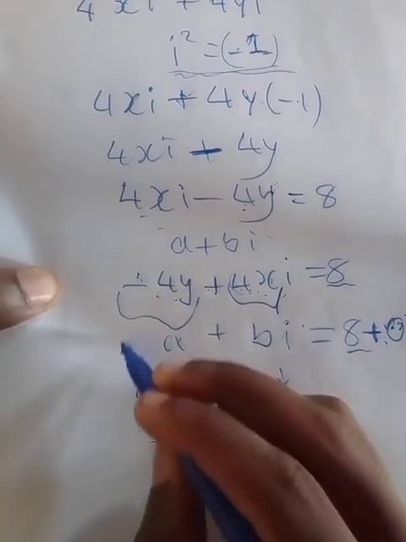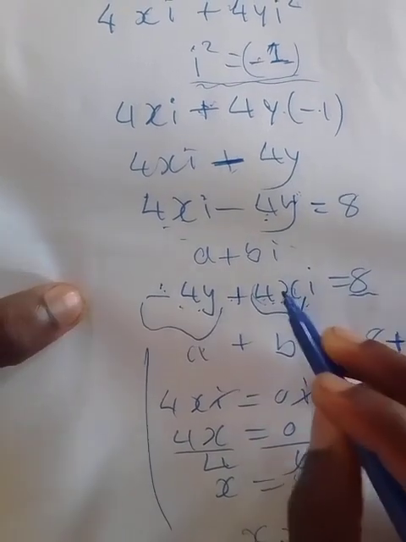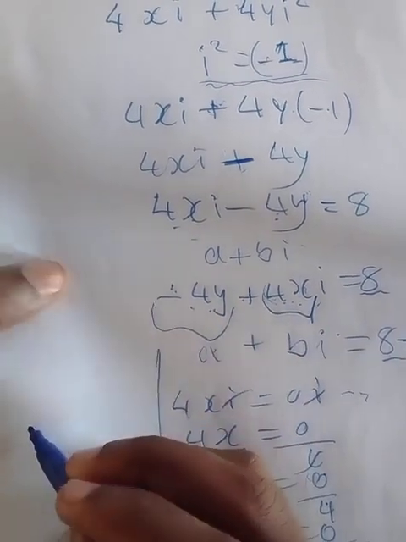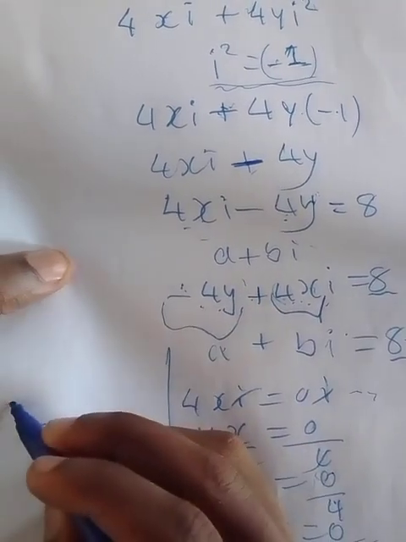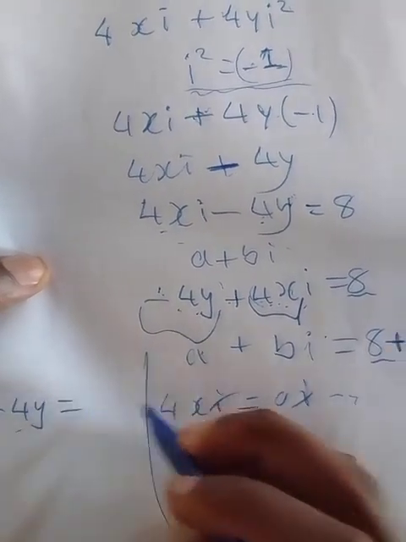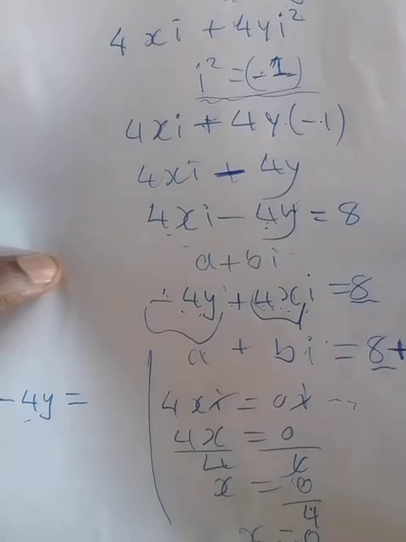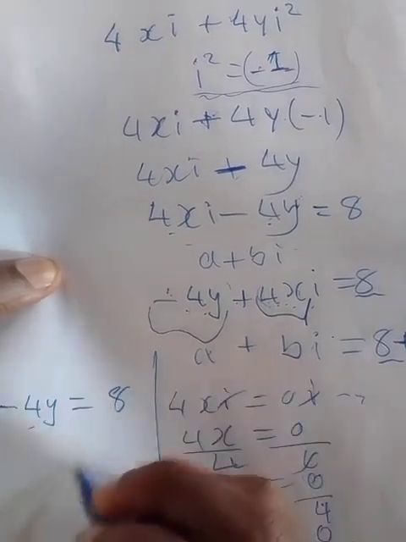So now let's equate the real parts. For the real parts, the real part on the left hand side, you've got negative 4y. It's been equated to 8, right? Okay, so now divide through by 4. We want to make y the subject of the formula. Remember, they want us to find y and x.